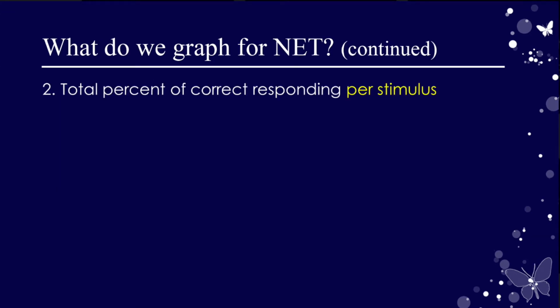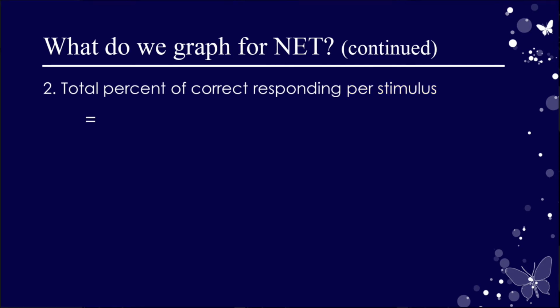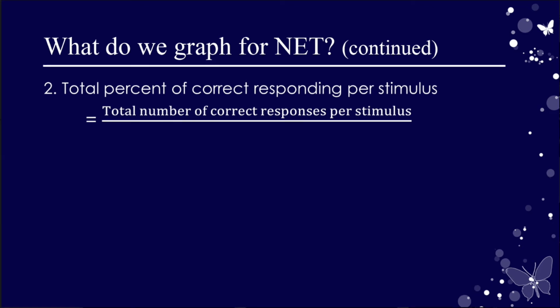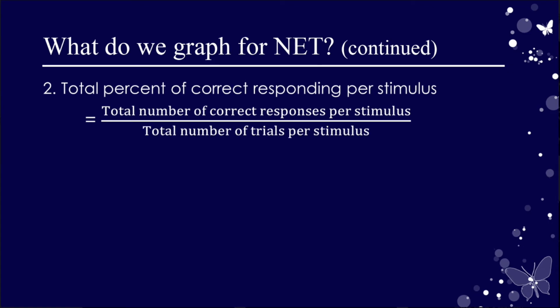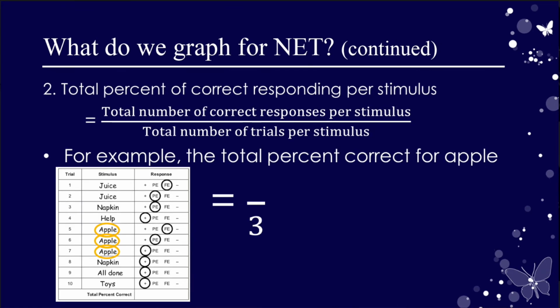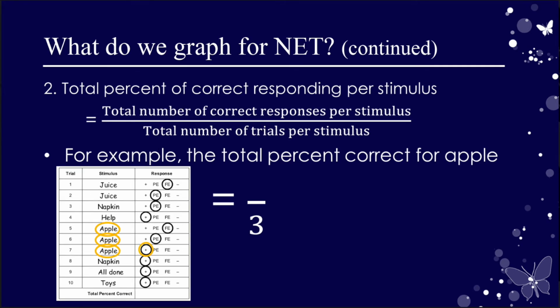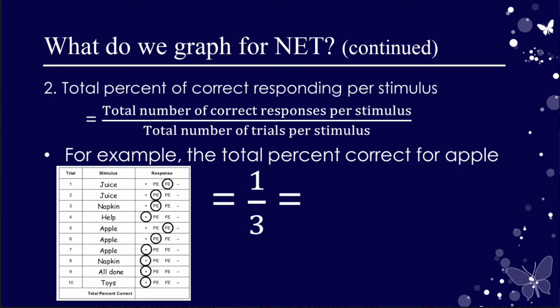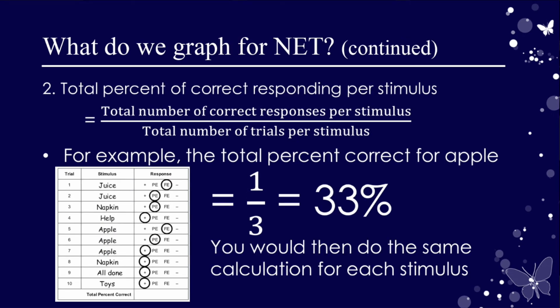If you're graphing total percent of correct responding per stimulus, you're going to look at the total number of correct responses per stimulus divided by the total number of trials per stimulus. For example, if your client has done 3 trials using the apple, then you're going to look at the number of times your client correctly responded apple. For example, if this was 1, you're going to divide 1 by 3, getting 33%. You would then do the same calculation for each stimulus.